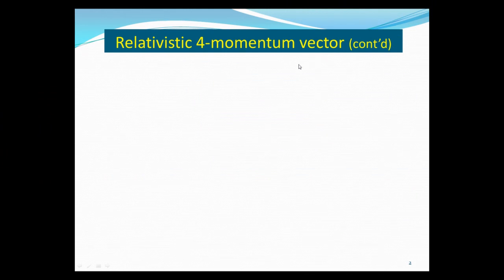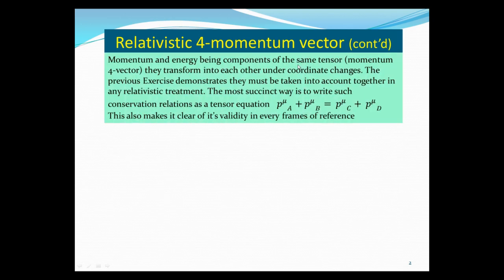So now we continue our discussion of relativistic momentum. Okay. Now, momentum and energy being components of the same vector, just like x and time in position, it means they can be transformed into each other under coordinate transformation, just like x, y, z can be transformed into each other by rotations. The exercise we just demonstrated shows that they must be taken together in any relativistic treatment. You cannot just talk about momentum, you cannot just talk about energy, they must be taken together.